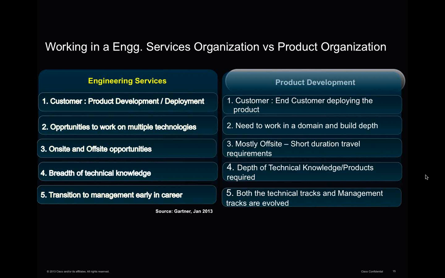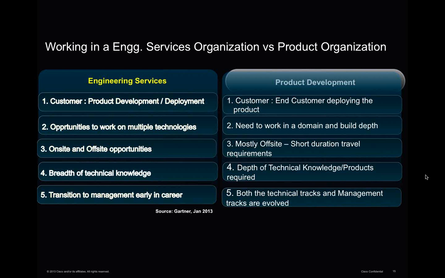Secondly, obviously, from a career standpoint, you do get to work in different cultures. You have on-site opportunities as well as off-site opportunities, and therefore, it does give you a very good exposure of what it looks like working in different cultures across the world. Third, because you have opportunities to work on different technologies, it does give you, over a period of time, a very good breadth of knowledge, right?